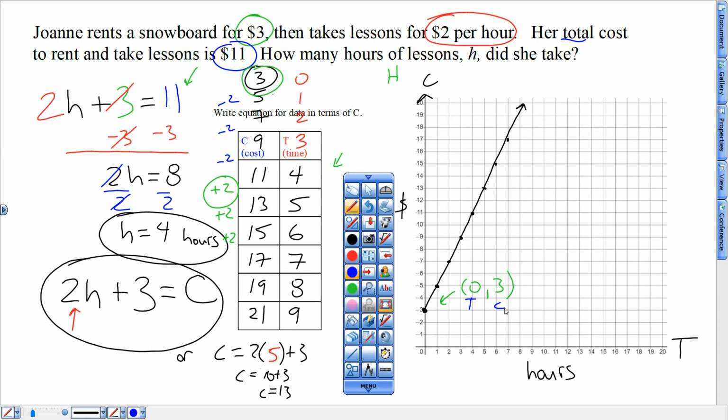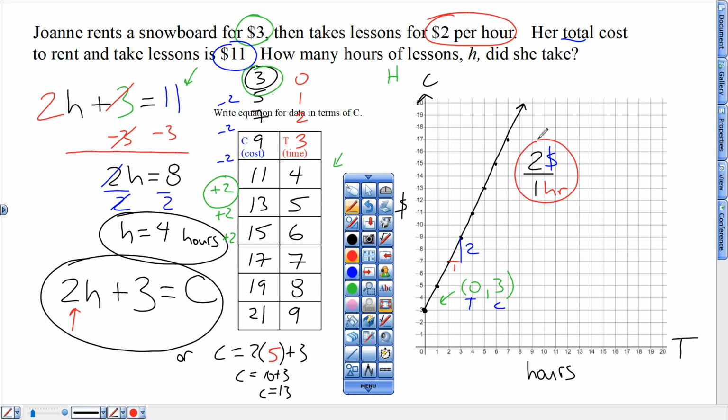0 hours, $3. I want you to see that this graph, every time I go over 1 hour, I'm going up an additional $2. That is my rate of change. $2 for every 1 hour. That is my slope number. That's a very important number. That's my rate of change. Next word is yellow. Yellow.